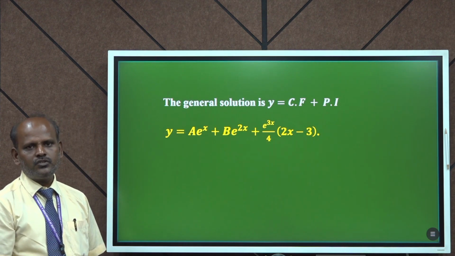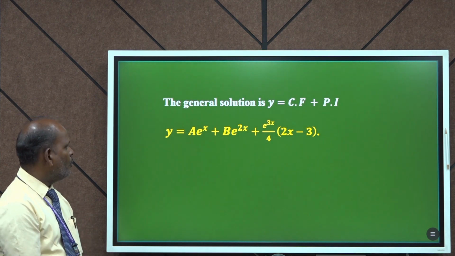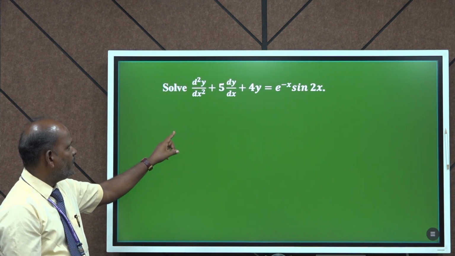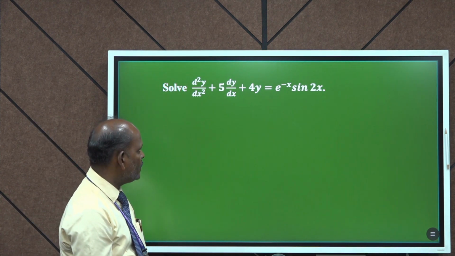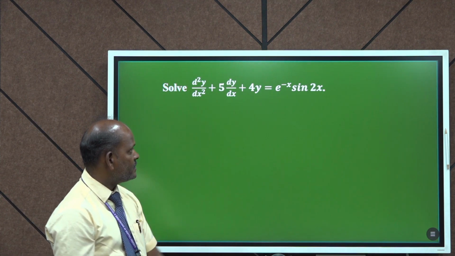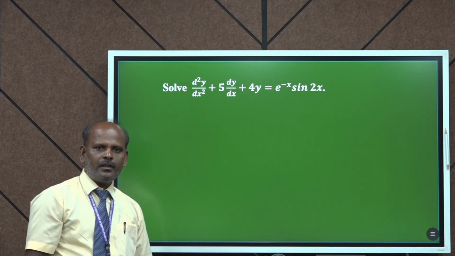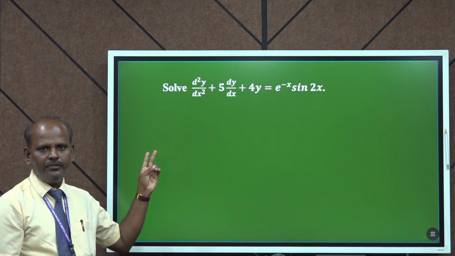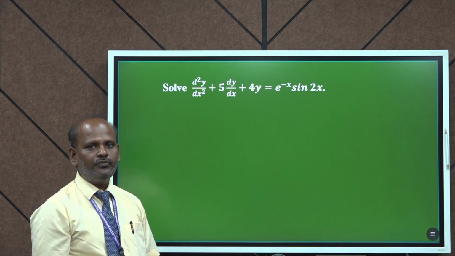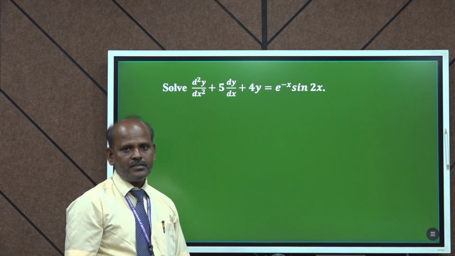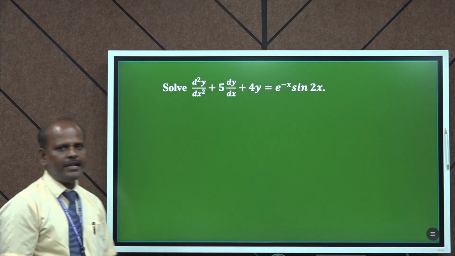Hence our general solution. Now we have one more problem, that is solve d square y by dx square plus 5 into dy by dx plus 4y is equal to e power minus x into sin 2x. Again it is a second order differential equation with constant coefficients, and the right hand side is a product of two functions, e power minus x into sin 2x, therefore this is of type 4.